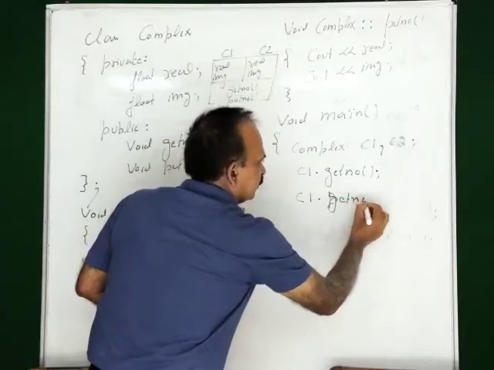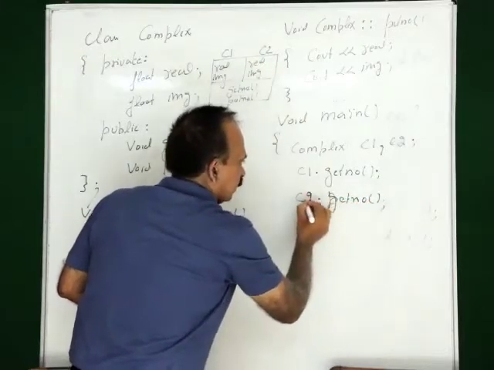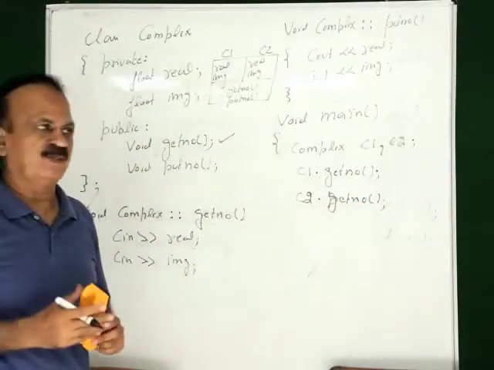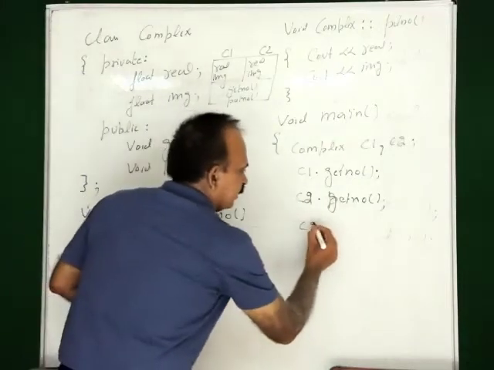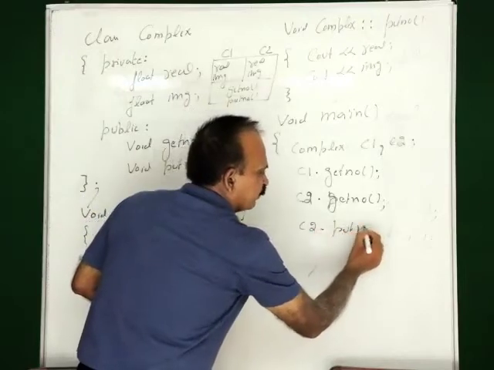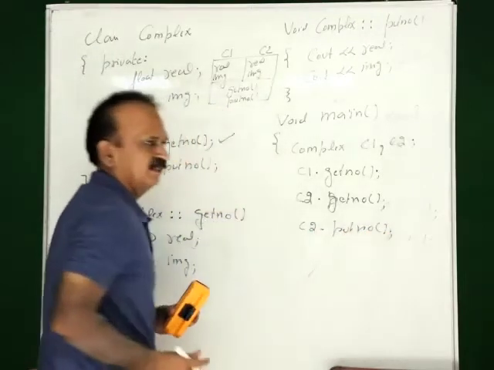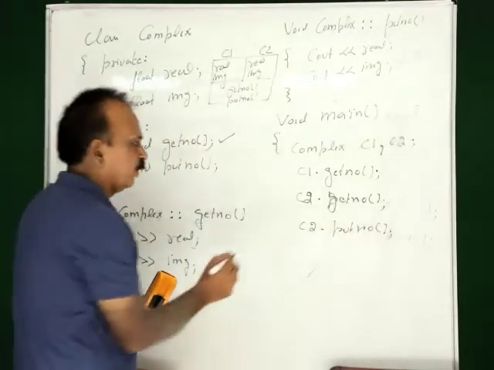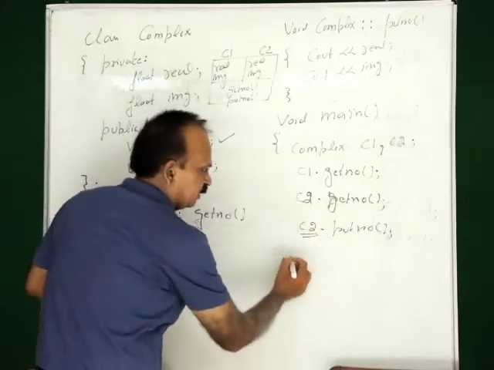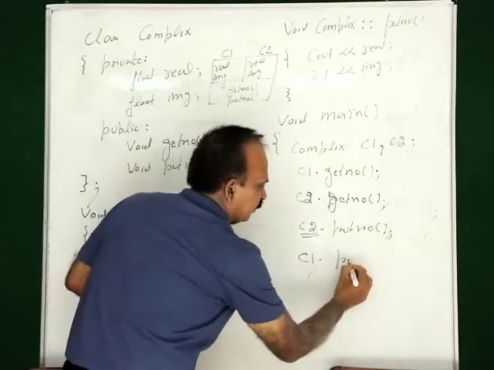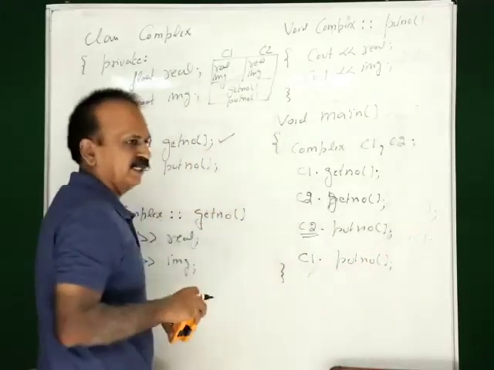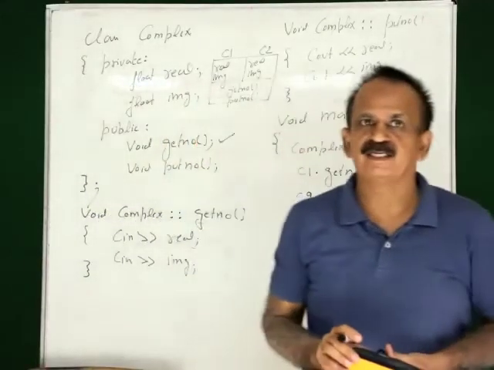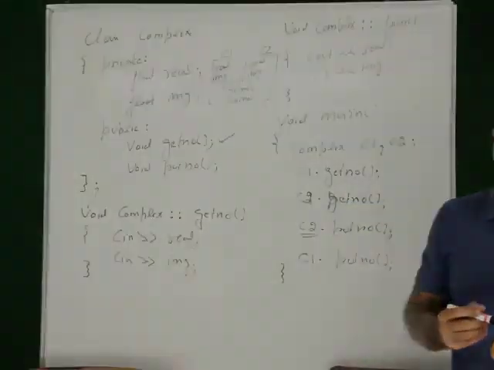If I say C2 dot get number, now the same get number function will be used with C2. Say C2 dot put number. Which particular value will be printed? That is for C2, because the calling object is C2. And if I say C1 dot put number, this is printing the value of the object C1.